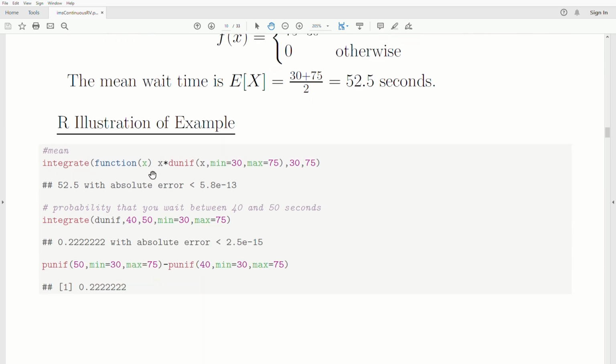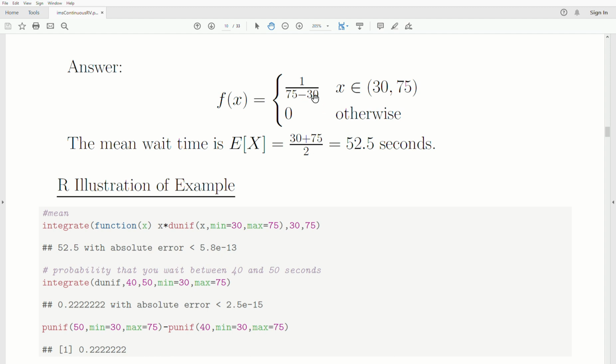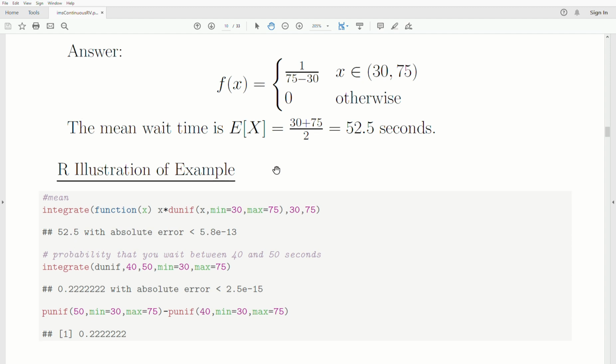Let's integrate x times the density of that uniform distribution, and we're plugging in the values that we have up here, 30 to 75. We're integrating it over 30 to 75, and we get a mean of 52.5. And that's what we'd better get, because that's the theoretical value.